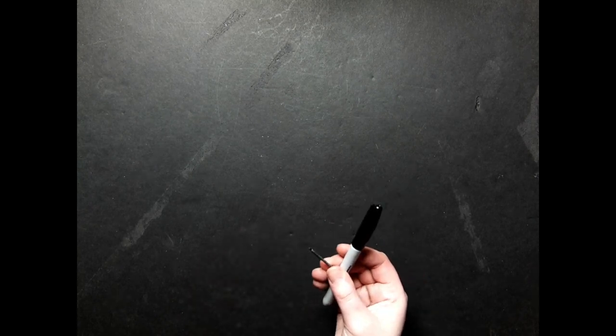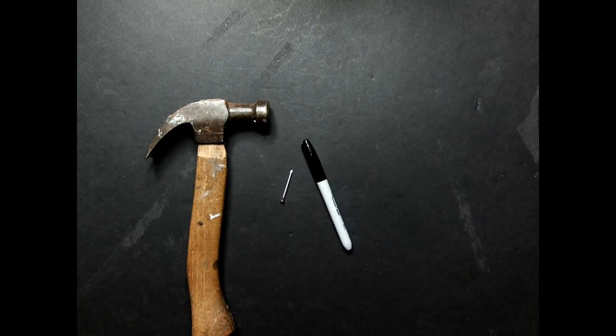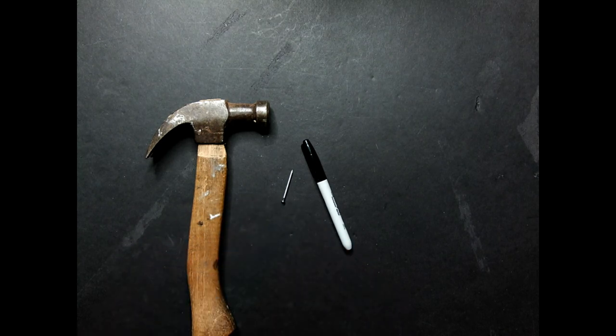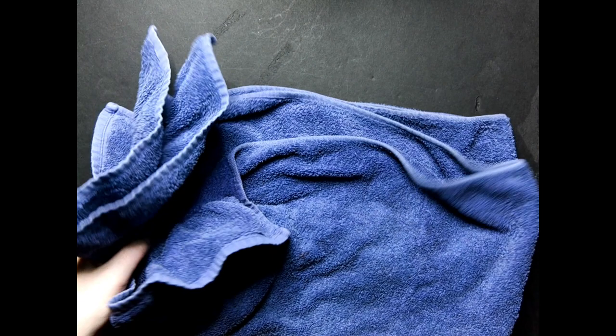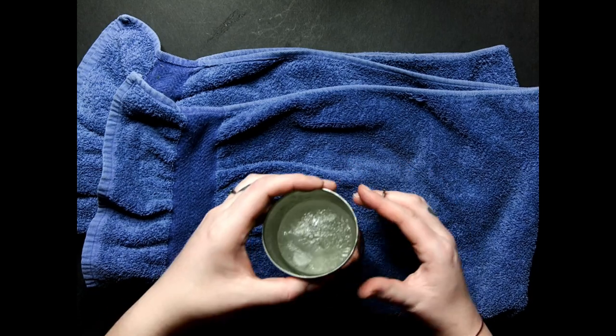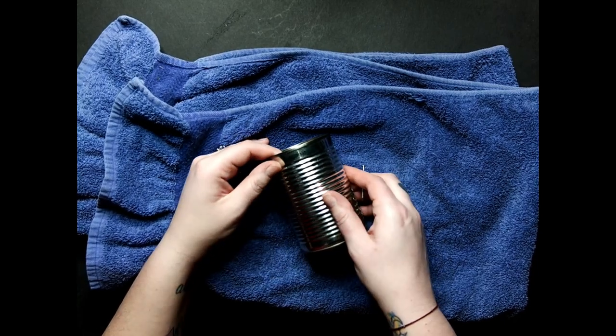Okay, now that we've had a chance to look at some constellations, we are going to move into our project. For that, we're going to need a permanent marker, a nail, a hammer, and a tin can. Now, what we're going to do is fill our tin can with water, and freeze it. And once it's frozen, we can bring it out. I'm going to put mine on a towel to make it hopefully less damaging to my table. And then I'm going to lay out my frozen tin can, just like that.